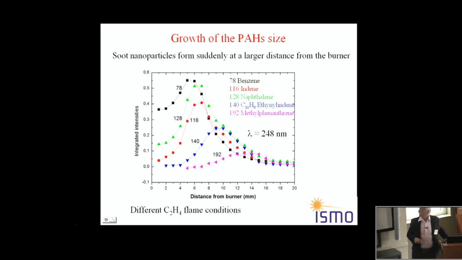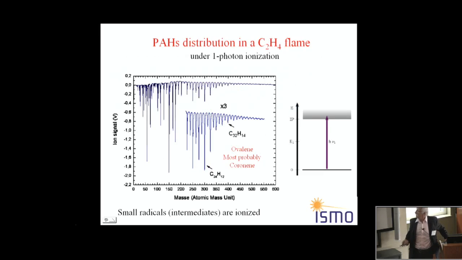You form solid phase species. This is just to mention that we can go to higher masses, and we can also see all the radicals which play a role in the beginning of this chemistry if we use a single photon of higher energy, because these species have a higher potential energy.